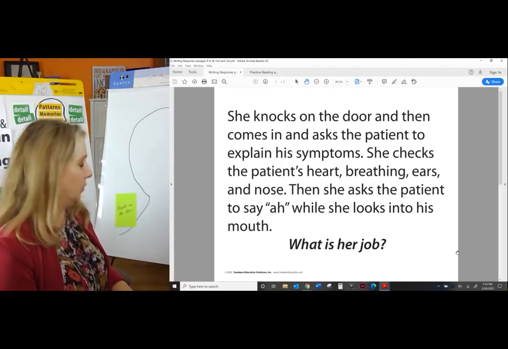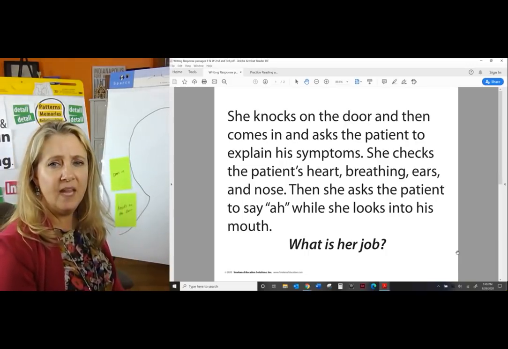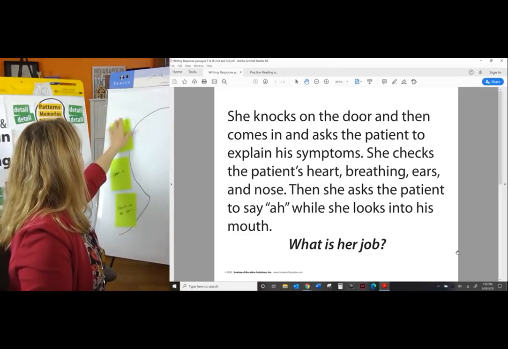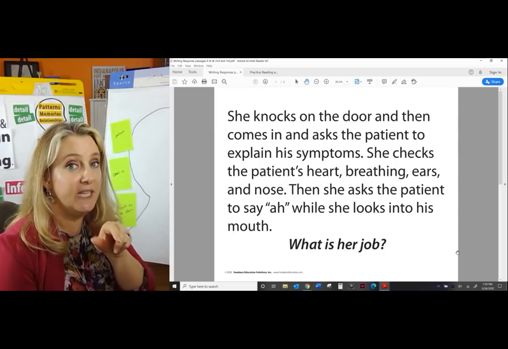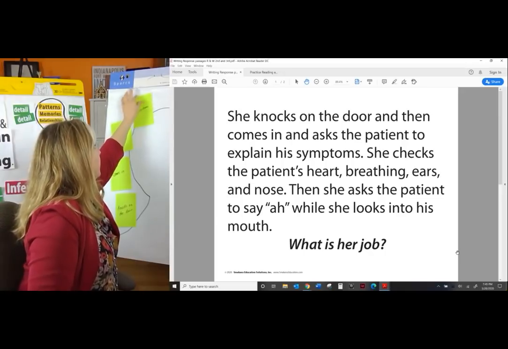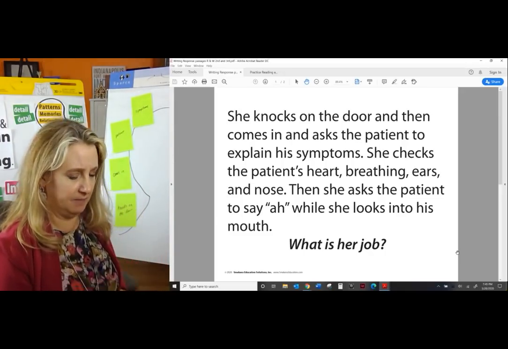So she knocks on the door and then she actually comes in. And she asks the patient to explain his symptoms. So patient. Now that's a word that kind of clues me in on who's visiting her in her job. It's called a patient. And asks him to explain symptoms.